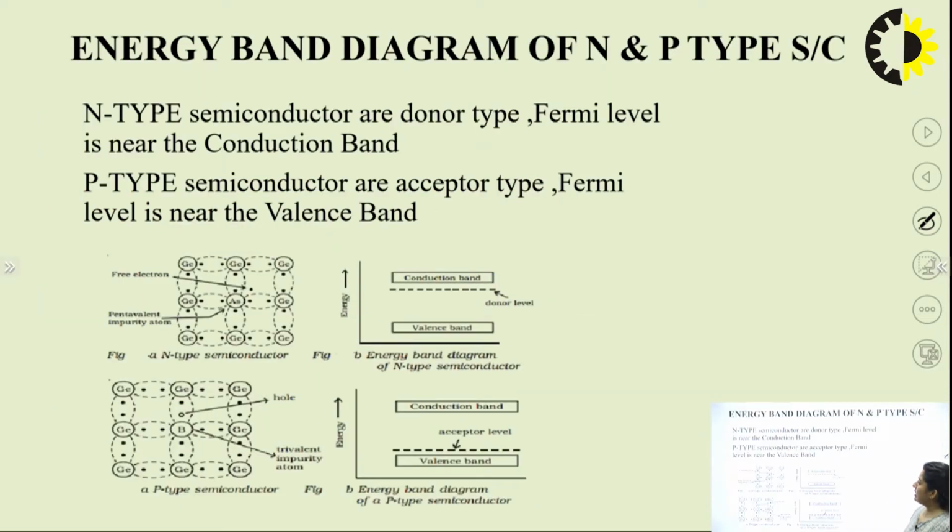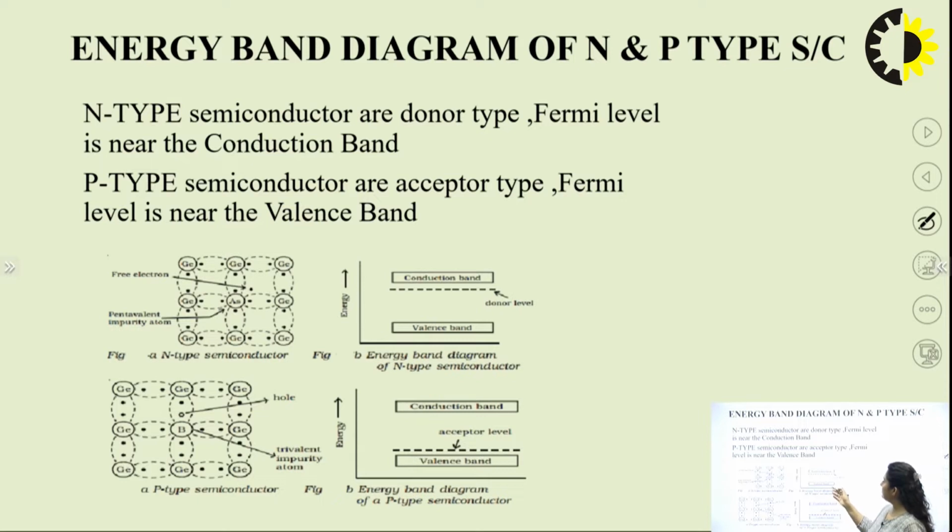These are the diagrams for the energy band gap of N and P type semiconductors. N type semiconductors are donor type, and the Fermi level is near the conduction band, as we have already discussed. P type semiconductors are acceptor type and the Fermi level is near the valence band. We have arsenic or boron doping. In the first case, arsenic is a pentavalent impurity atom. In the second case, boron is a trivalent impurity atom.